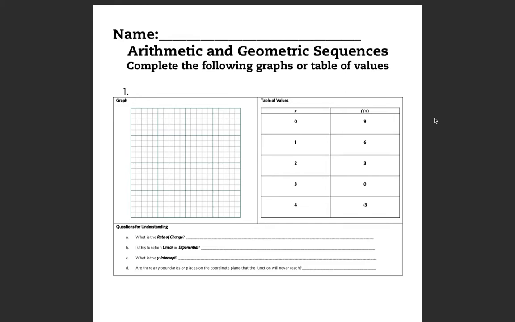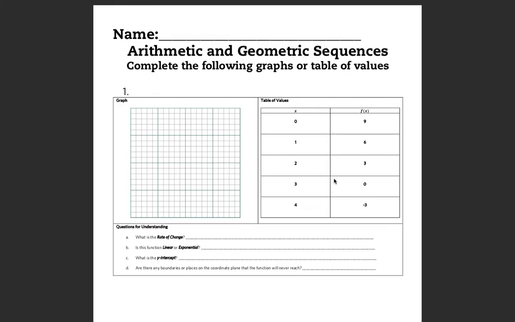Now rate of change is how much changed in between it. Is it 2 pieces changed, 3 pieces, 4 pieces, and so forth? You just figure out what number. So multiplied by 2, multiplied by 3, was it added to 1? You just have to figure out what's the difference between these numbers.